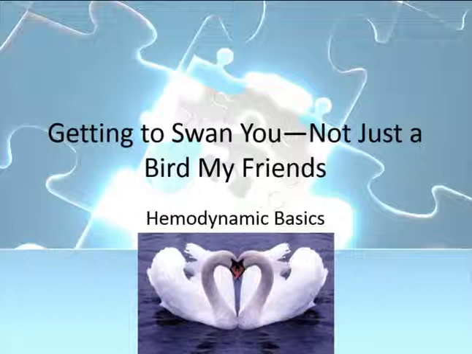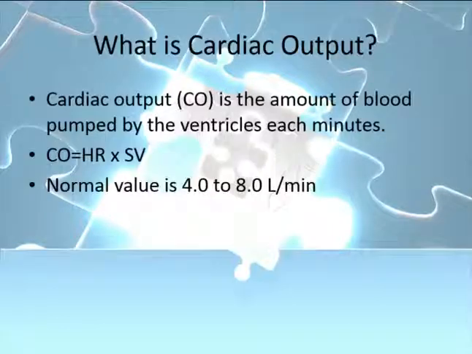We're going to go over some basic hemodynamic concepts. So what is cardiac output? Cardiac output is the amount of blood pumped by the ventricles each minute. It is determined by taking your heart rate and multiplying it times your stroke volume. Normal value is considered 4 to 8 liters per minute. An example of this is the equivalent of an organ the size of your fist pumping 2 to 4 liters of Coke every minute.